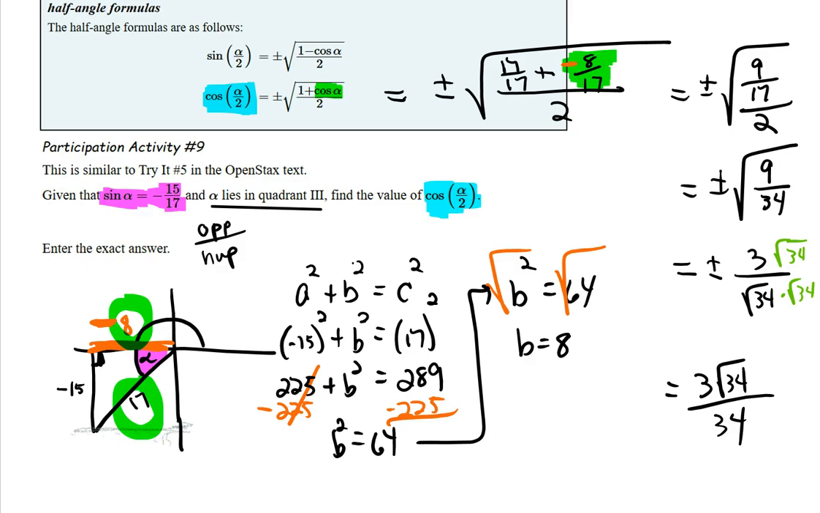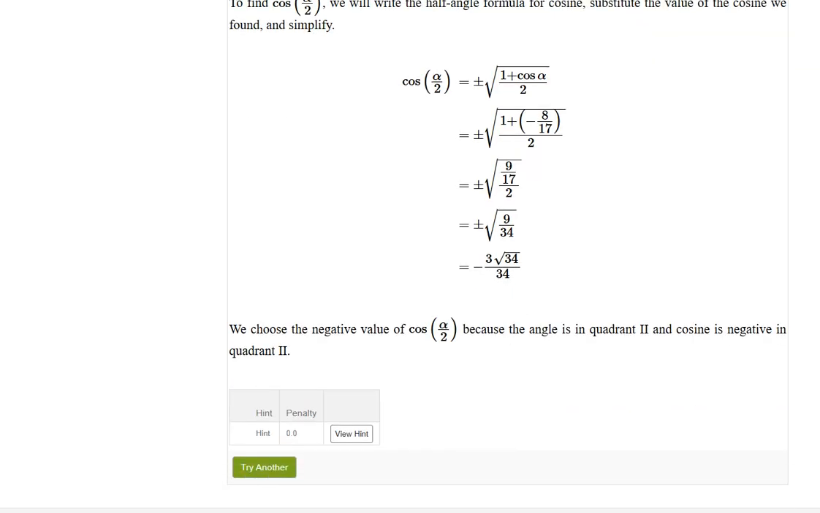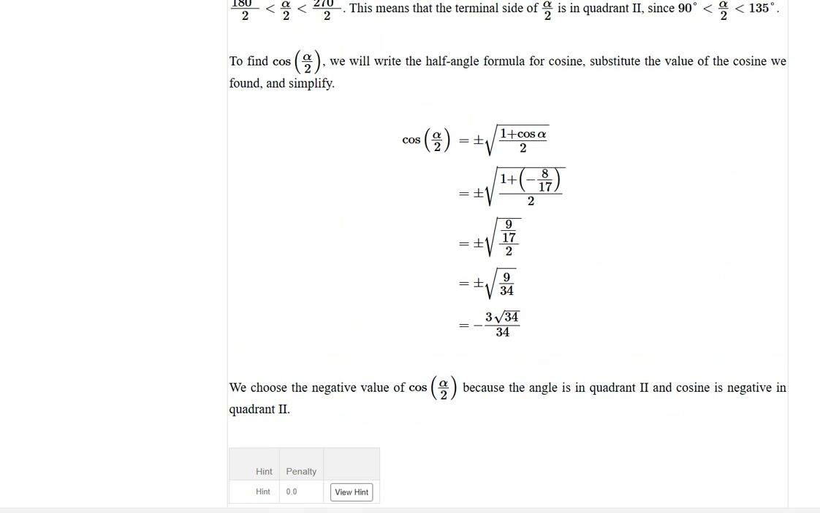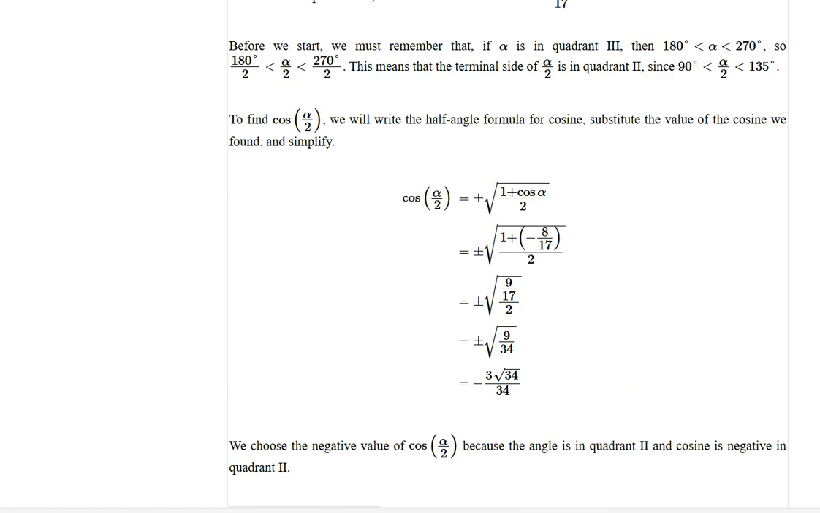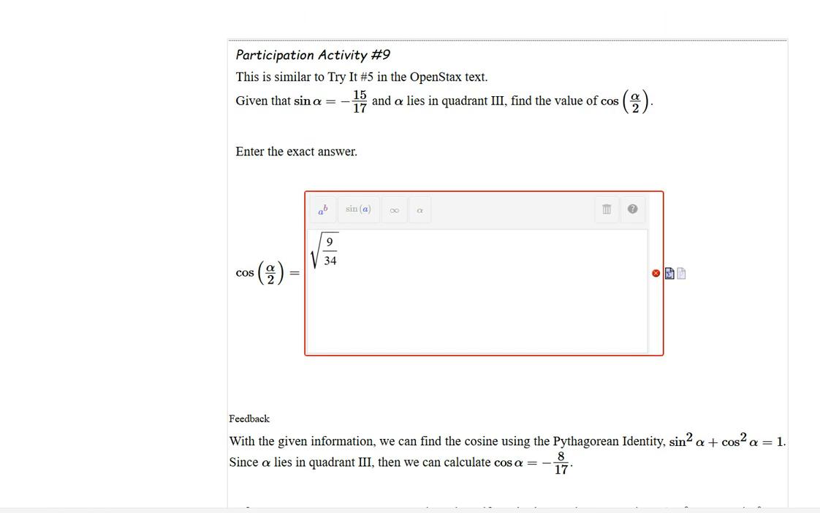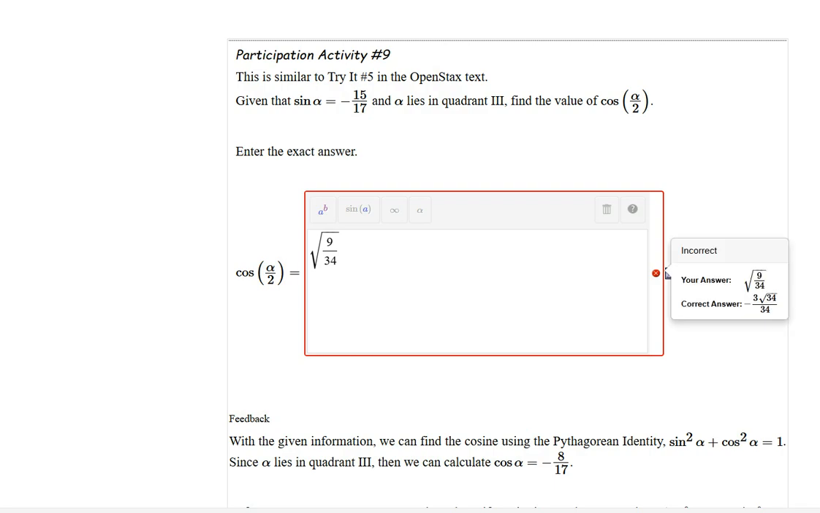And one last time. And that's what they have, right? Plus or minus, okay. Because we are in quadrant 3, we choose a negative value because the angle is in quadrant, oh, that's quadrant 2. We are in quadrant 3. Let me go back to my drawing on that. Because we are in quadrant 3, cosine is negative there. So I want the negative value. I don't want both of them.